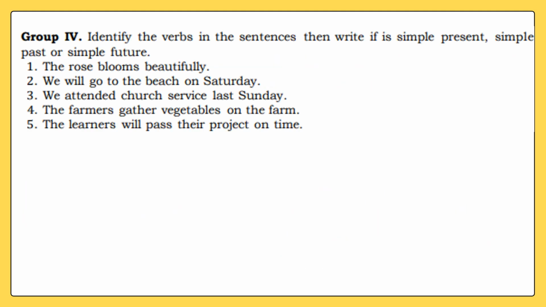For group number 4, identify the verbs in the sentences, then write if it is simple present, simple past, or simple future. Number 1, the rose blooms beautifully. Number 2, we will go to the beach on Saturday. Number 3, we attended church service last Sunday. Number 4, the farmers gather vegetables on the farm. And number 5, the learners will pass their project on time.